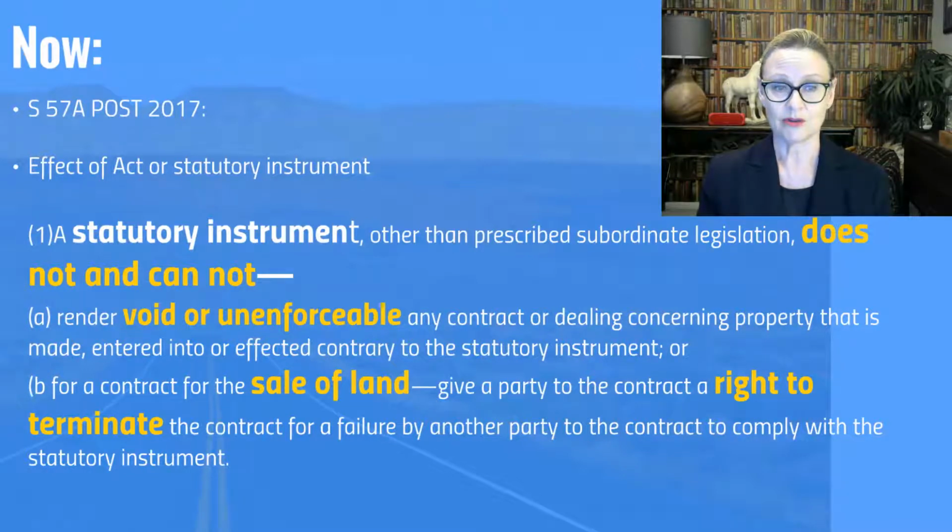And B, in a contract for the sale of land, a statutory instrument cannot give a party to the contract a right to terminate the contract for failure of the other to comply with the statutory instrument. So it has taken a lot of the wind out of the sails of statutory instruments, and they're a lot more, I guess you'd say, toothless than what they used to be.